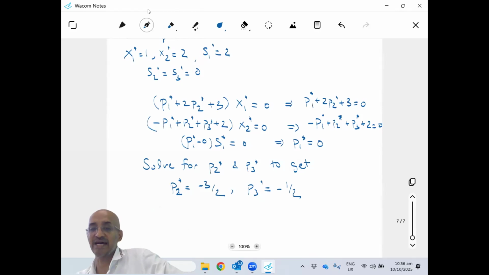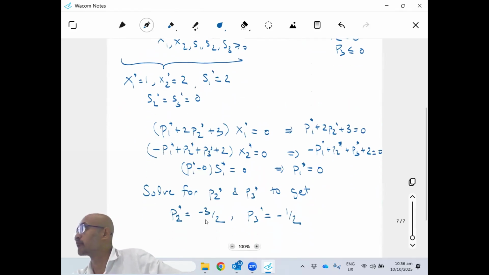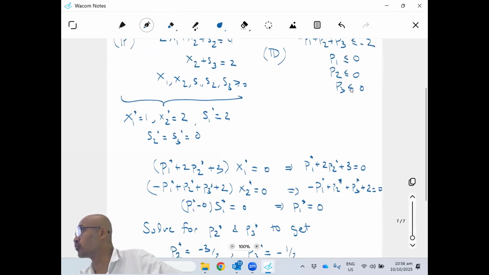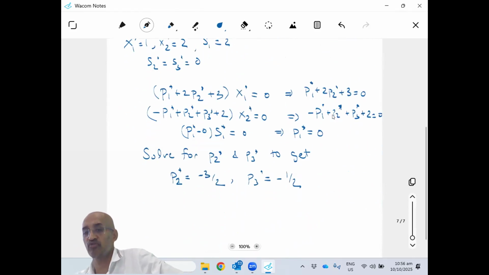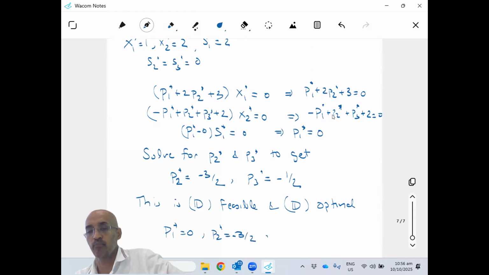Okay. Check that it satisfies all the other dual constraints. P2 should be less than equal to 0. True. P3 should be less than equal to 0. True. I found P1 star, P2 star, P3 star. This is dual feasible and dual optimal. So P1 star should be equal to 0. P2 star should be minus 3 by 2. And P3 star should be minus half.